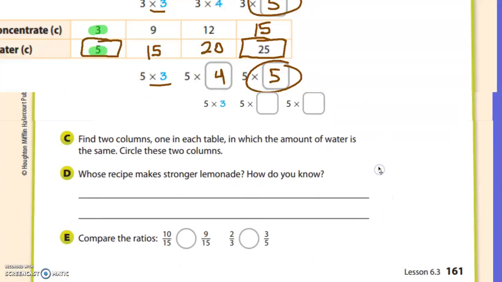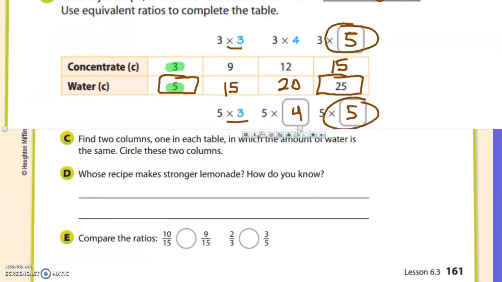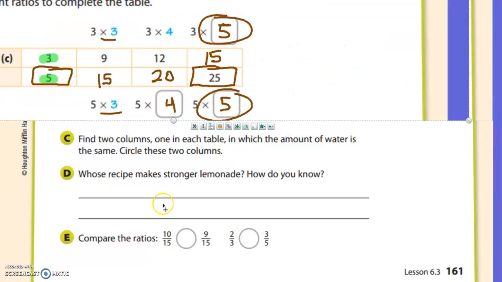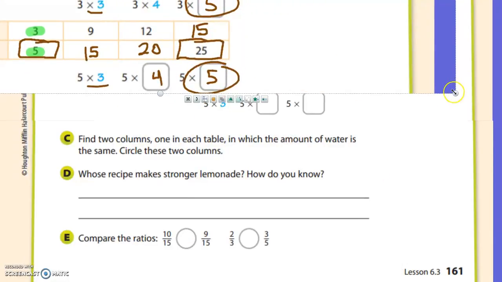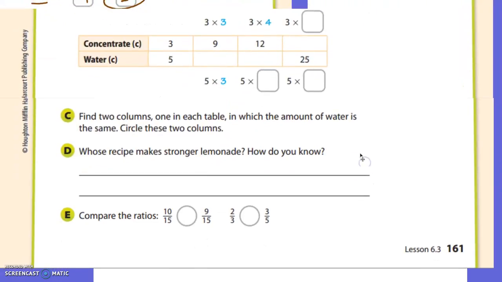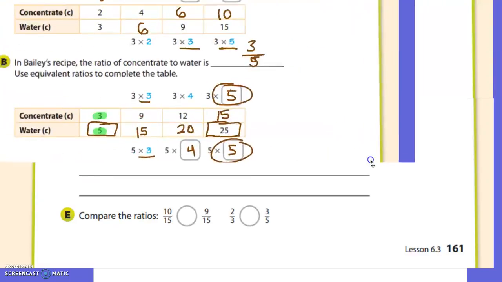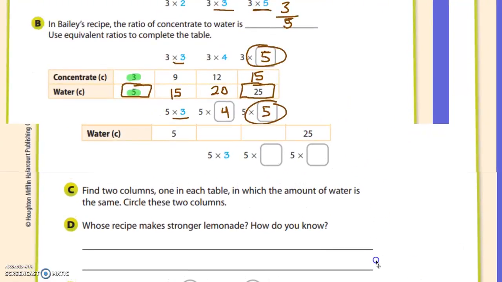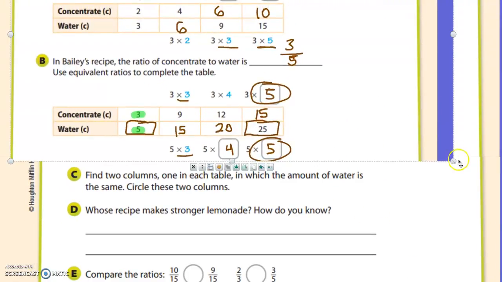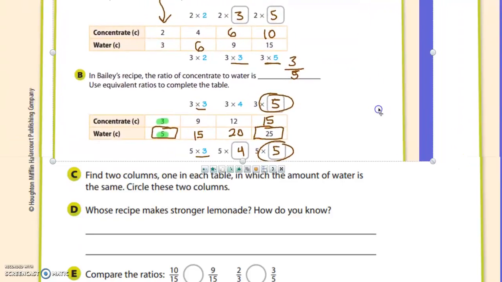And we're on question C now. And question C reads, find 2 columns, one in each table, in which the amount of water is the same, and circle these 2 columns. And I guess I can bring my table back right here. Maybe I can do this. If I shrink it just a little bit, I should be able to find those columns. It says find 2 columns, one in each table, in which the amount of water is the same.